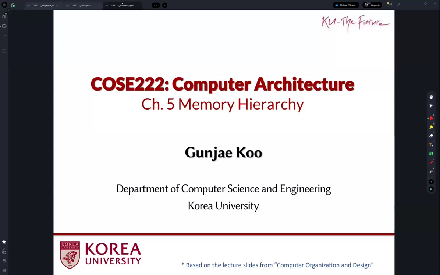We will move on to the new chapter of this course, the memory hierarchy. So I mentioned that the ISA, the pipeline architecture, the processor architecture, and the memory hierarchy are very important topics in this course, right? So we will learn about the memory systems in a computer system, right?